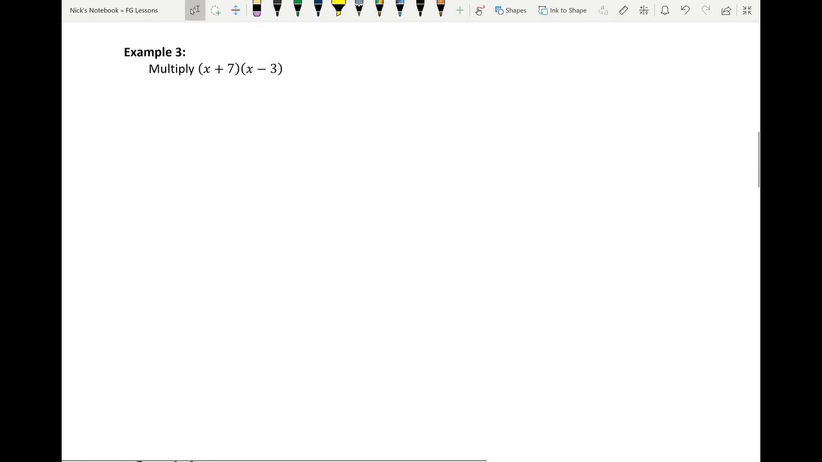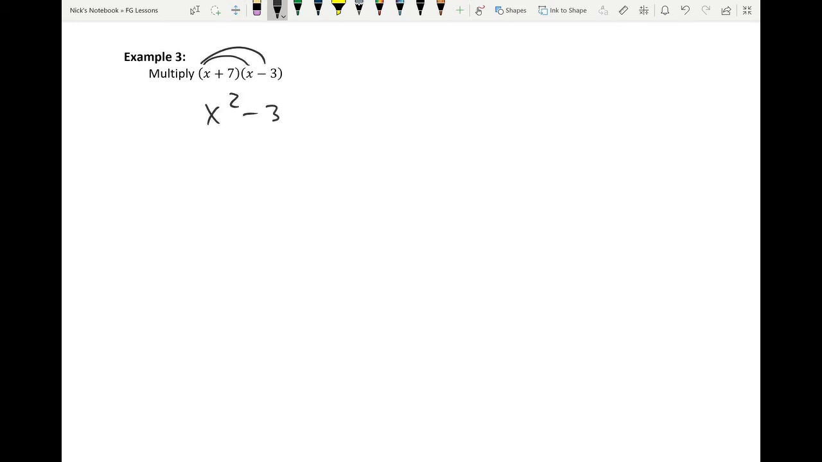Let's take a look now at example 3. Well, this is already factored, but this is kind of leading to another point. So if this is already factored, let's say we're going to multiply. I said distribution is the opposite of factoring. Let's see what this looks like. If we multiply, we take x times x is x squared. X times negative 3 is negative 3x. 7 times x is plus 7x. And then 7 times negative 3 is negative 21.